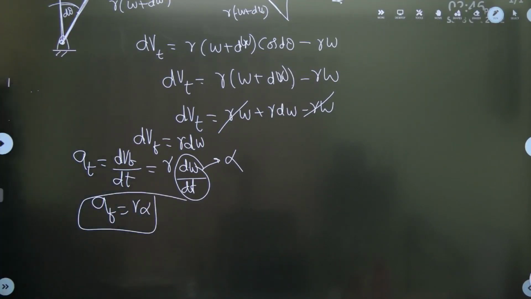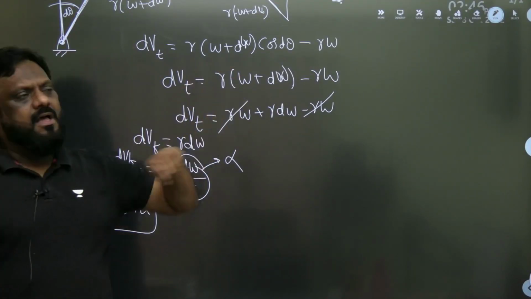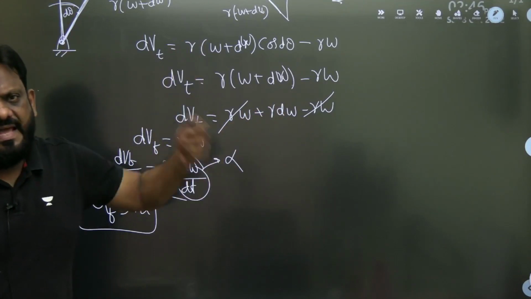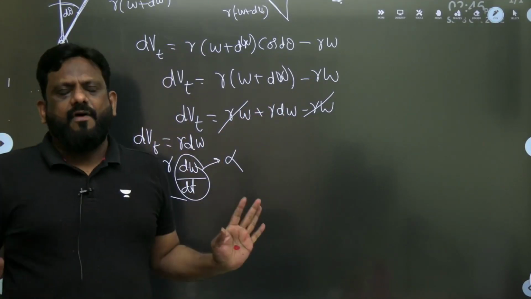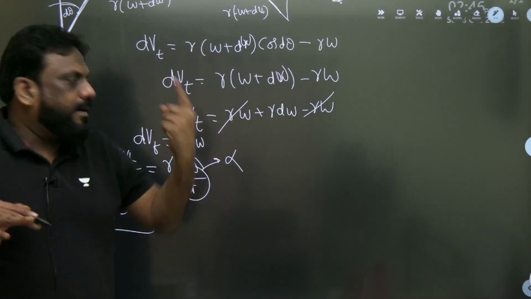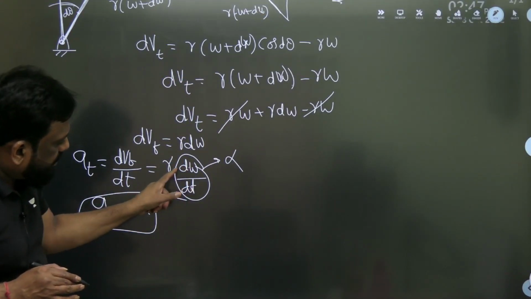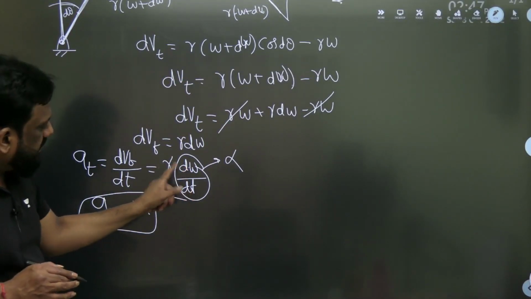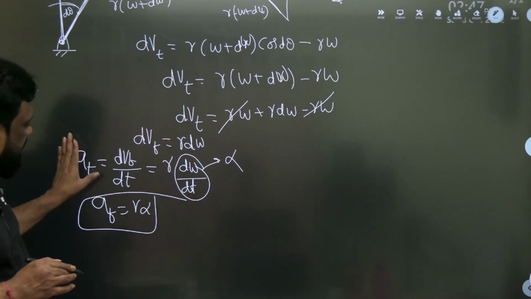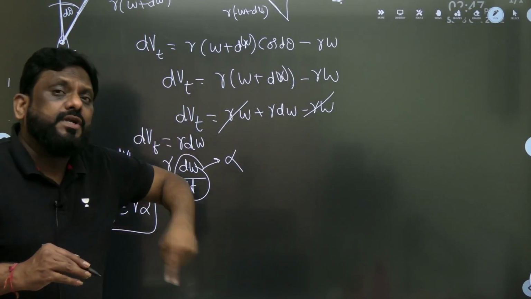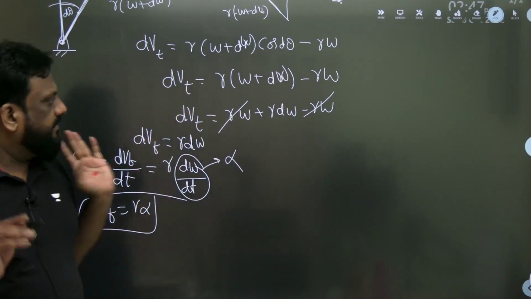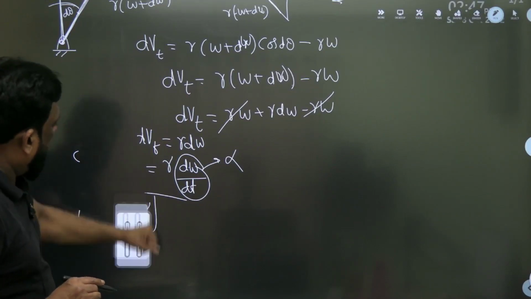The acceleration in the tangential direction, when the link is rotating, is given by r alpha. If it rotates with uniform angular velocity, there will not be any change in omega, so this will be 0. So r into 0, the tangential acceleration will be 0 if it is rotating at uniform omega. Leave it. Let us see the second part, r omega.